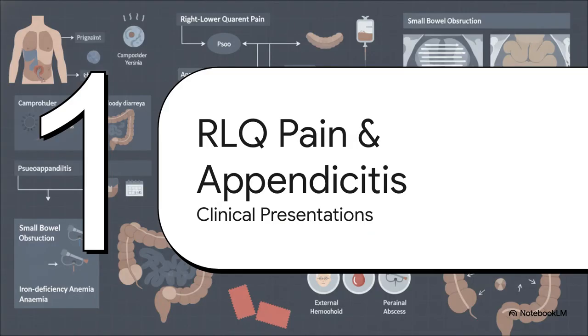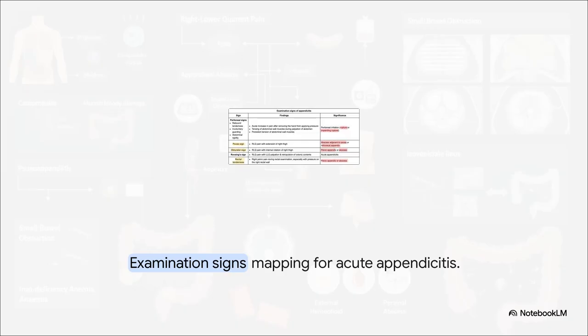Section 1. Right lower quadrant pain and appendicitis. Typically, your patient is going to start off complaining of this vague, annoying pain right around their belly button. This initial discomfort is coming from visceral afferents. It's diffuse, poorly localized, and often comes along with anorexia, nausea, maybe some vomiting, a low-grade fever, and mild leukocytosis.